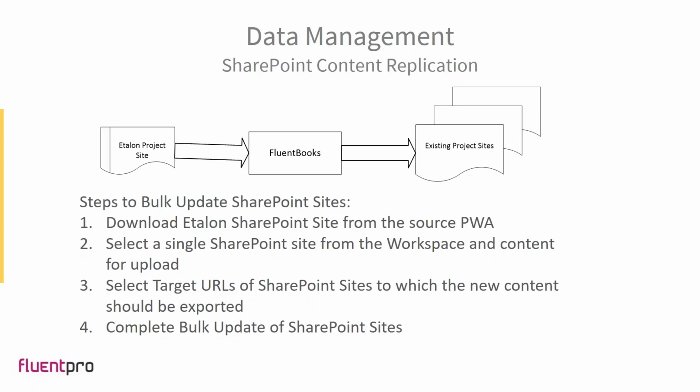The last step that I would like to mention today will be the bulk update of SharePoint sites. FluentBooks can help you update one or multiple SharePoint sites on a specified PWA. If you add, for example, any new information to one site on your PWA, you can then update other sites with this information very quickly. So, for example, if you add a new column to risks or issues, if you add a new list, if you add a new document to a document library, you don't need to open each site one by one and add the same information there. You can just update it with the help of FluentBooks quickly.